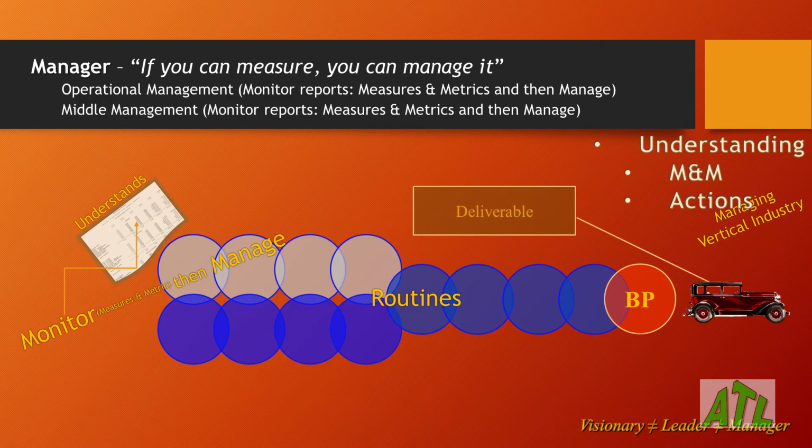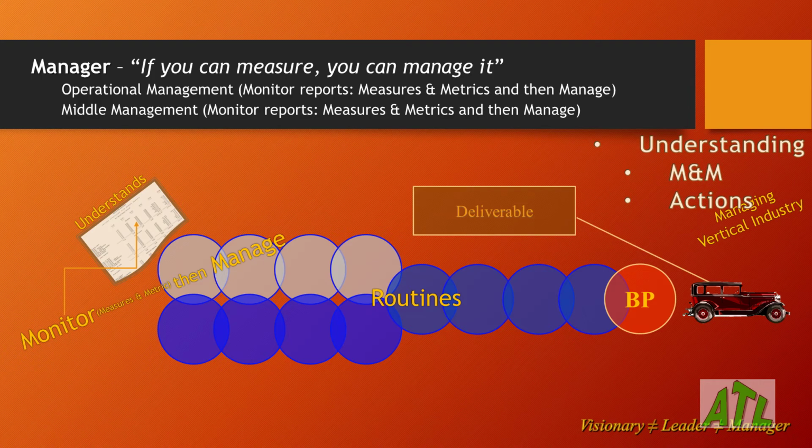We then also understand, for our specific vertical industry, the metric. And then we need to be able to understand the various managerial choices that we have in case we are not achieving those metrics. We tie all of this together, and what we have is managerial skills. So as you can see, we go through the various routines.